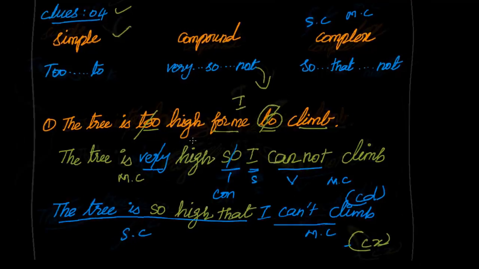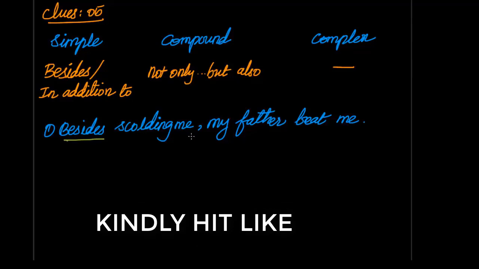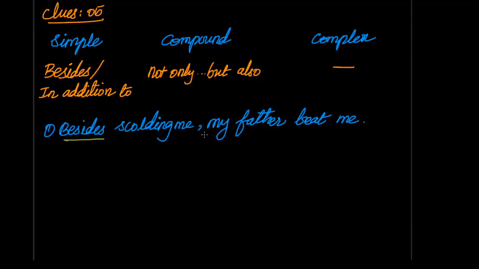Now we move on to the next type. Our next type: in simple we can find "besides" or "in addition to". In compound, "not only... but also". In complex, no. Which means in this type of sentence we should not make a complex sentence. Now let's read the first sentence. Besides scolding me, my father beat me. By reading this sentence we could not find a verb and subject here. That is why it is called a phrase. My father beat me, complete meaning, so it is a main class, so it is simple.